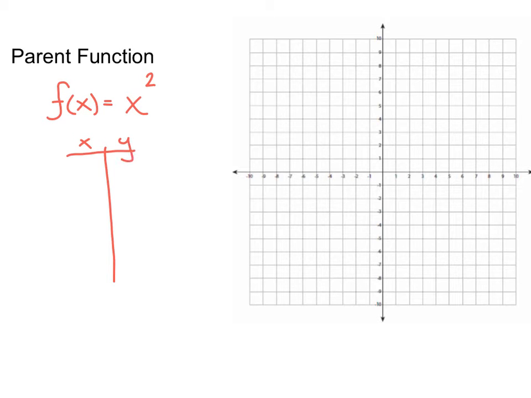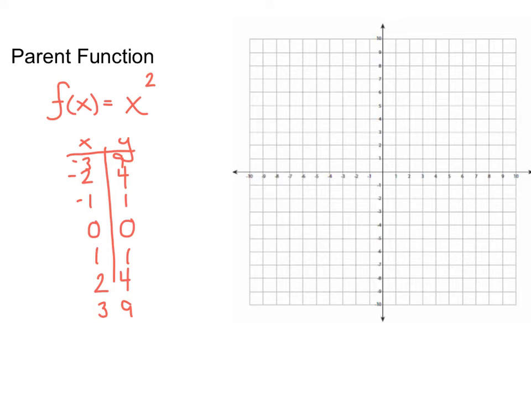So for x, I'm going to choose 0. When I find 0 squared, that's 0. Plug in 1. 1 squared is 1. 2 squared is 4. But I also like to plug in some negative values. Negative 1 squared is also 1. Negative 2 squared is 4. I could continue. 3 squared is 9. Negative 3 squared is positive 9.